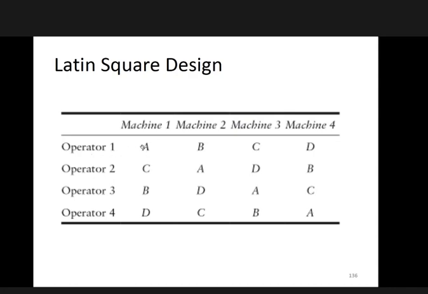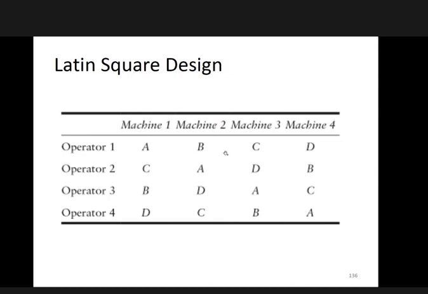So you can see that technician operator 1 runs machine 1 for treatment A. It also runs treatment B in machine 2, C in machine 3, and D in machine 4. So you can see that in a Latin square, if we are using this as a blocking factor, operator is a block.